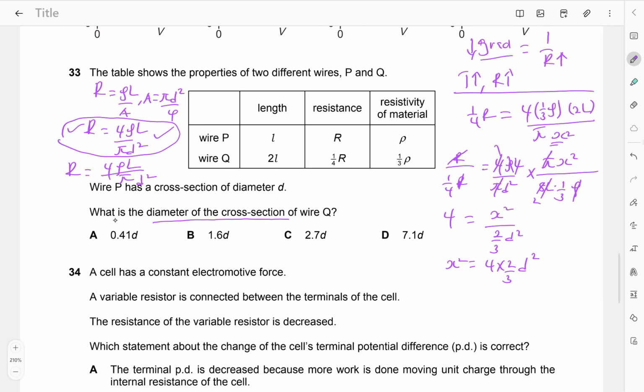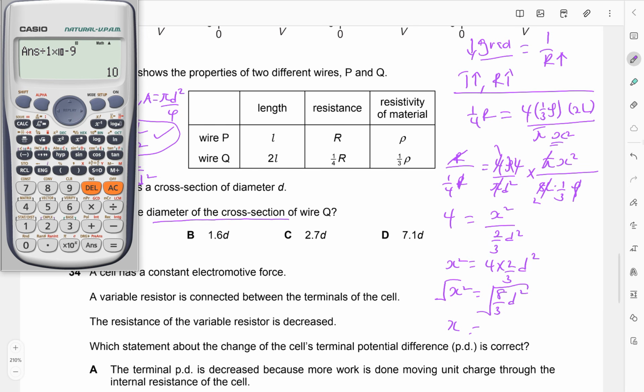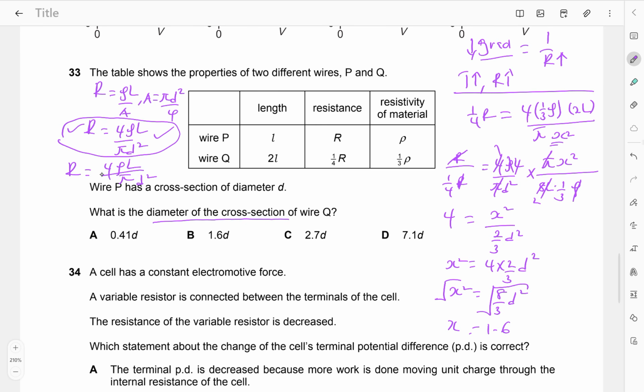Let's find the root of d squared, which is going to be d. So x squared is equal to 8 over 3 d squared. So I find the square root of both sides, and x will be equal to the square root of 8 divided by 3. So that is 1.63, approximately 1.6 times d. So the answer is going to be B.